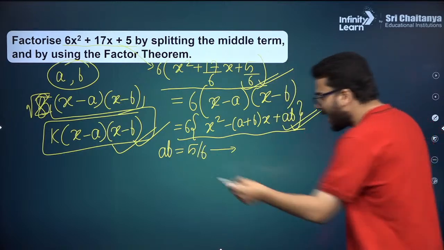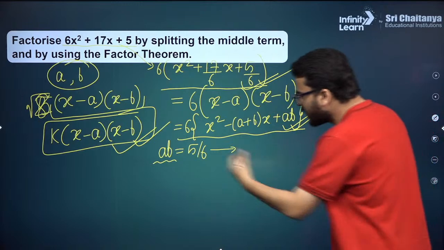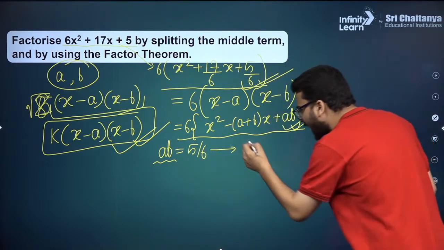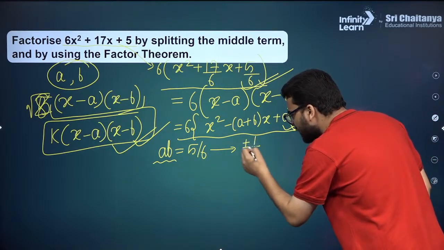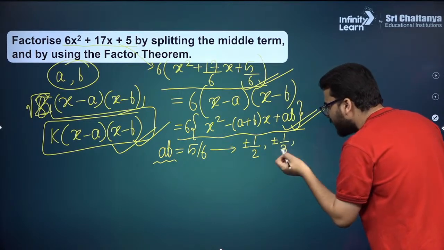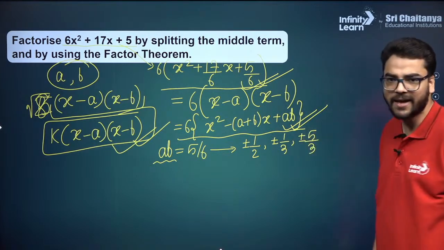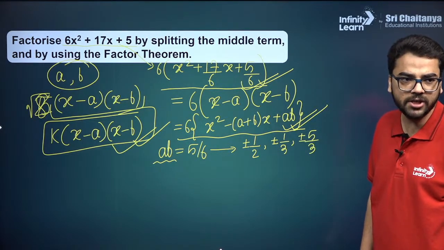Tell me. A and B are the zeros of this polynomial, yes or no? So can I not say that the possible values of A and B can be plus minus 1 by 2, plus minus 1 by 3, something like this, they can be or not? Plus minus 5 by 3, something like this or not, it can happen? You got that logic or not?